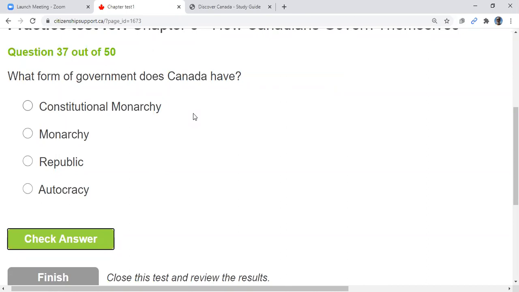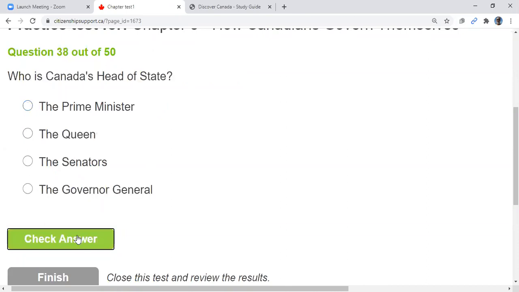Okay, what form of government does Canada have? Constitution, number 1. It's hard to say, isn't it? Constitutional monarchy. That word is always hard to say. Very good. As long as you know the right answer, you don't have to say it all.